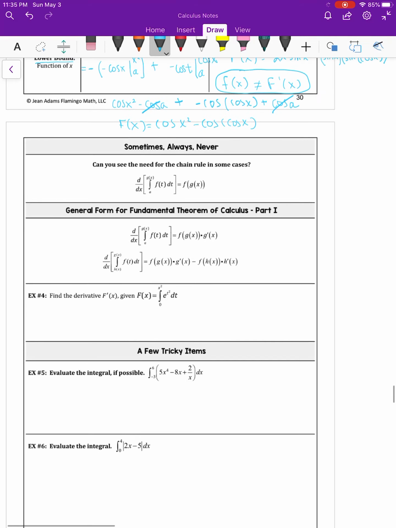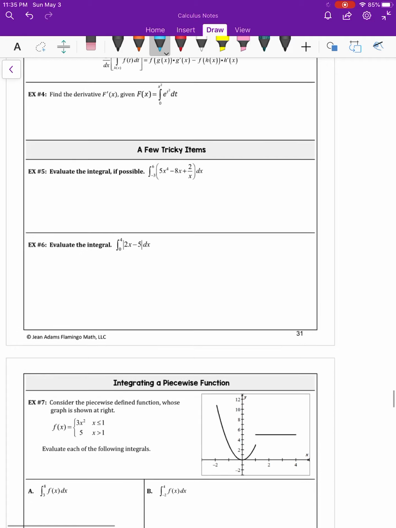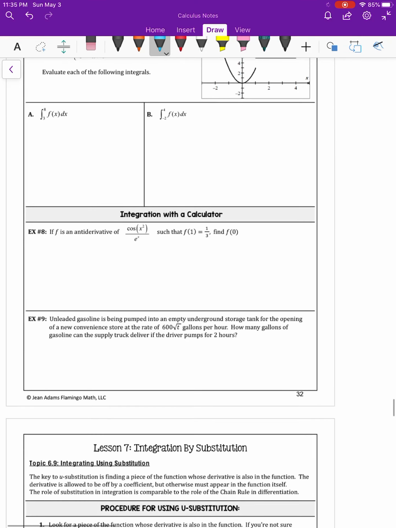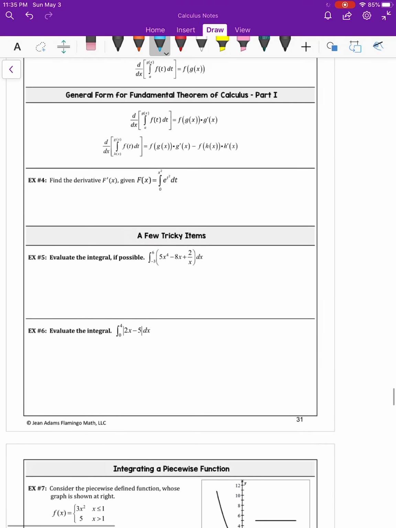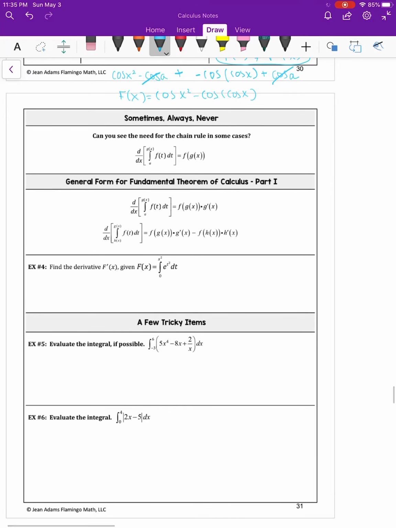Hopefully that makes sense to you on what to do whenever you're taking the derivative of an integral. That's something you need to practice, and it's something you can really mess up easily. So please be careful with that.